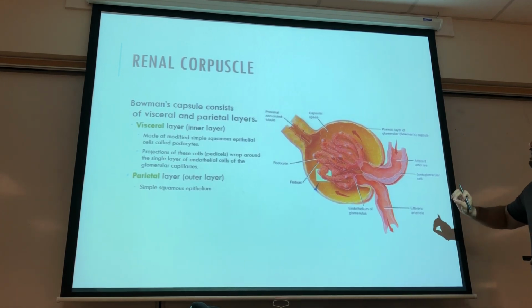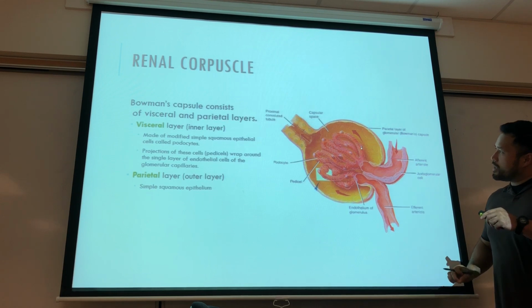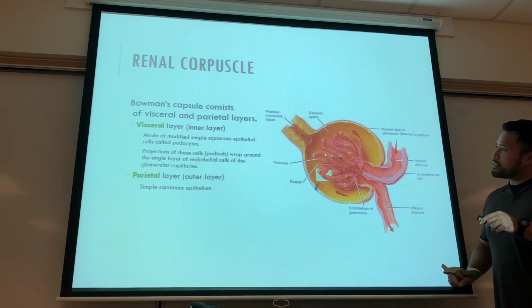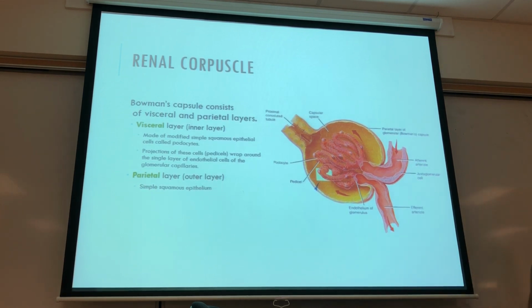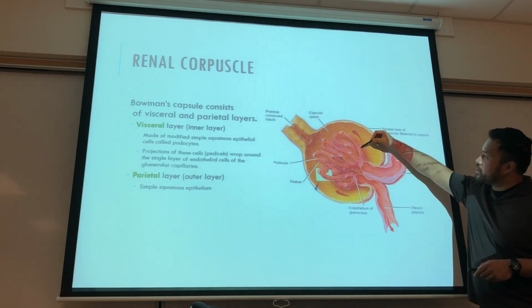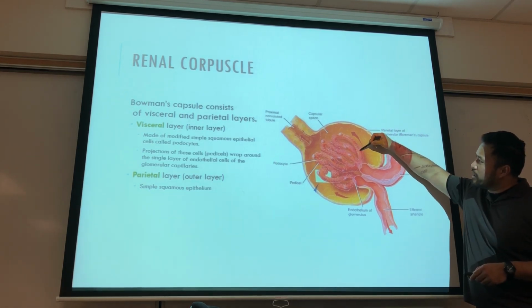So if you take a look at the visceral layer, notice these dots right here? These dots are called podocytes. They're cells that are part of the internal layer, that visceral layer. And these podocytes have these extensions of the cell membrane. And they literally will wrap around.